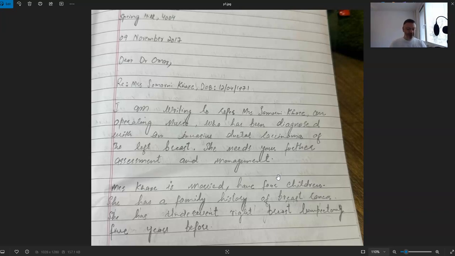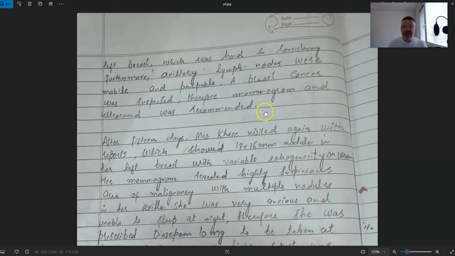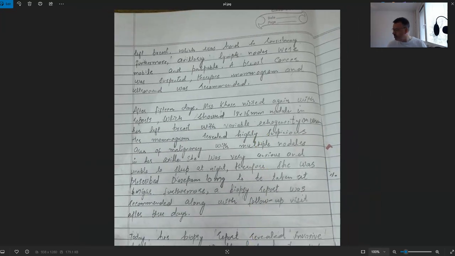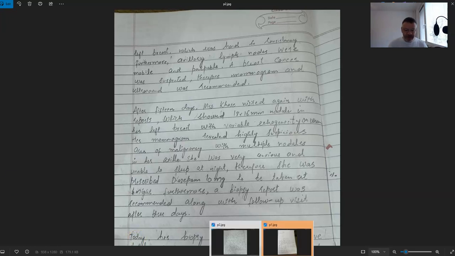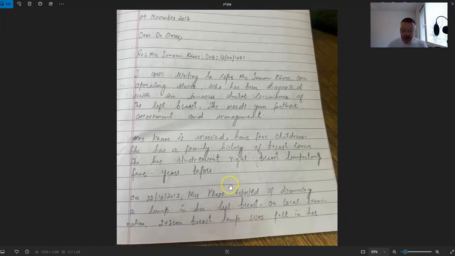She has underwent. So it's either she has undergone or she underwent a right breast lumpectomy 5 years before. Okay, so either one of those. And left breast, which was hard in consistency. Furthermore, hang on. That doesn't look right. Let me get back onto where are we? Page 1. Aha, right, sorry.